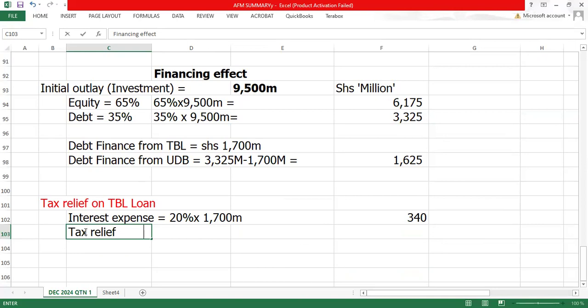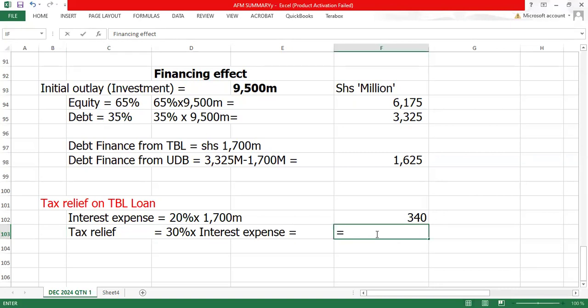What are you saving? I am supposed to pay this interest, but I will claim the tax relief of what? In Uganda, the tax rate is 30%. The 30% tax rate times the interest expense. So you get how much? Here you have the 30% times this interest expense. So that is my tax relief.